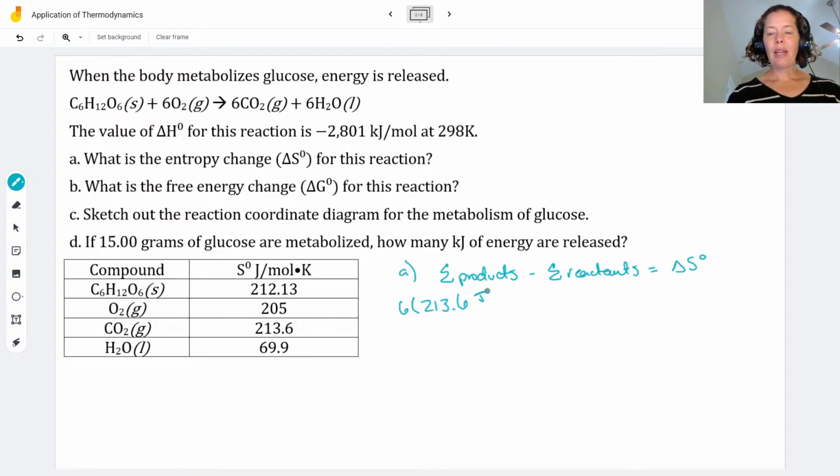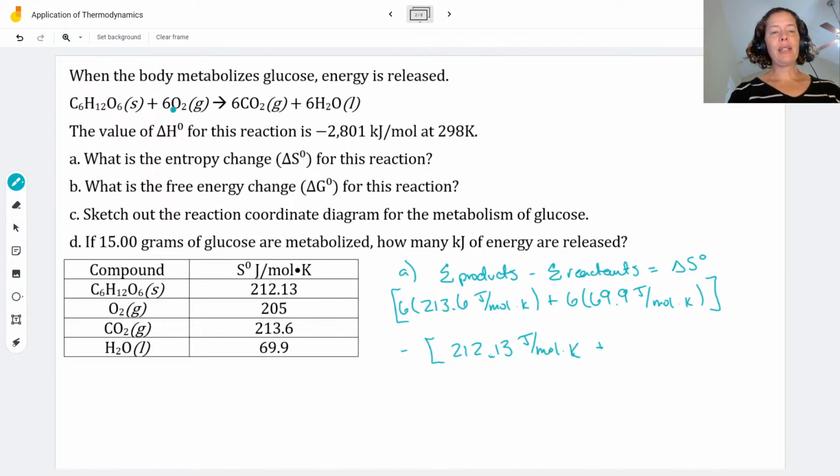213.6, and that is joules per mole K. Plus, you know what, I'm going to do brackets, so these are products. I have 6 waters, so again, I need a 6 as a multiplier here. Finding water is 69.9, and that is still joules per mole K. Okay, so that's it for our products, and now we're going to subtract our reactants. Our reactants are glucose. There's only one of these, so that's an easy one. Still joules per mole K.